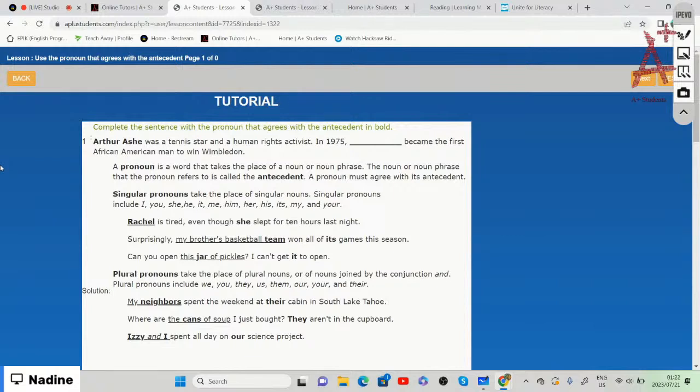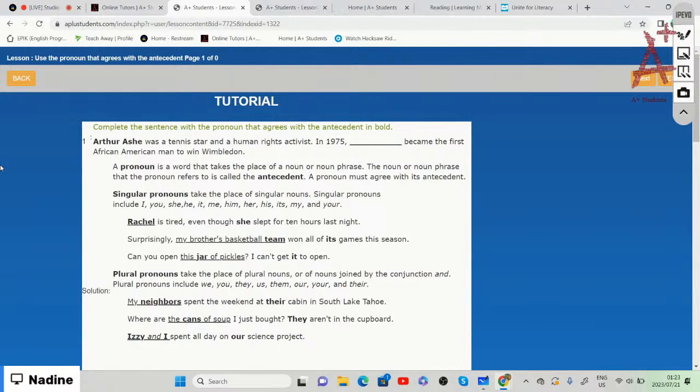All right. Then we have singular pronouns, and then we have plural pronouns. So singular pronouns, right, take the place of singular nouns. And then we also have plural pronouns, right, which take the place of plural nouns. And remember, singular refers to one person, place, or thing. And plural pronouns refer to more than one person, place, or thing.